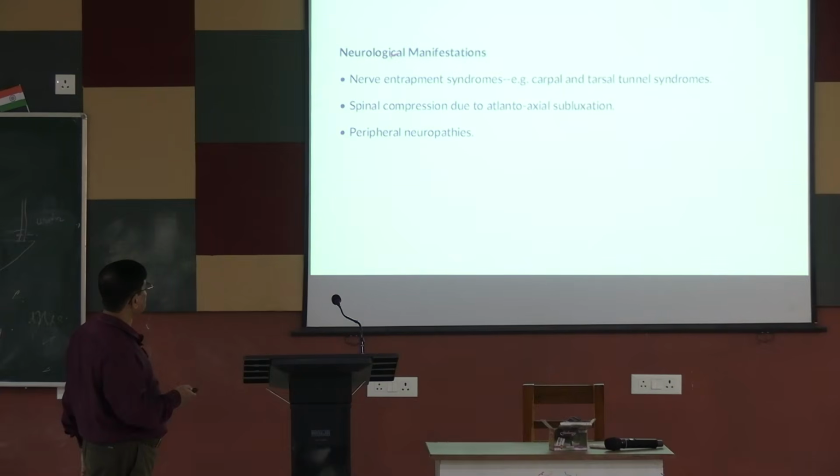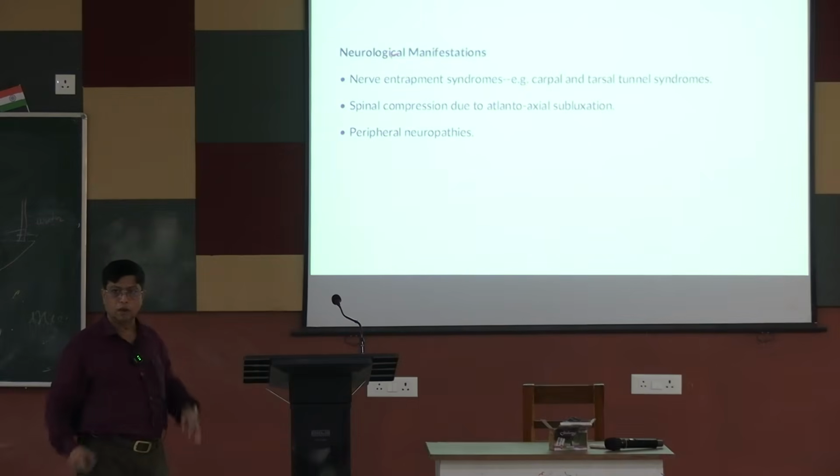Neurological manifestations: nerve entrapment, I have already told you, carpal tunnel syndrome, spinal cord compression. This second point is very important. The spinal joints, I have told you, are not involved in rheumatoid arthritis. That is spondyloarthritis, involved in ankylosing spondylitis, not rheumatoid arthritis. But there is one exception in the vertebral column: the atlantoaxial joint is involved in rheumatoid arthritis. It is the only joint in the central joints that is an exception.